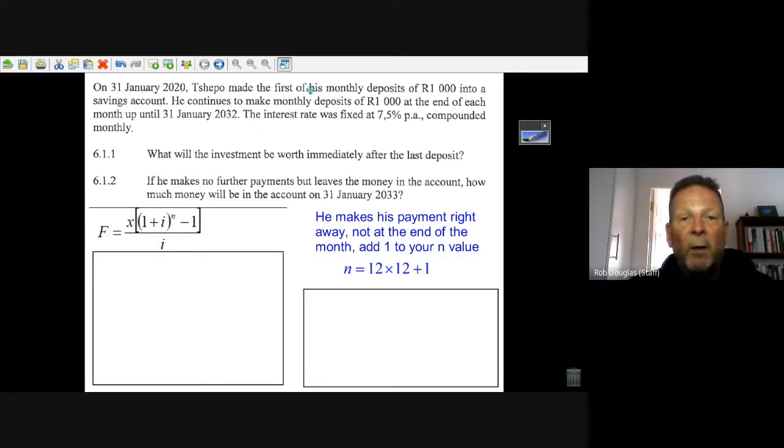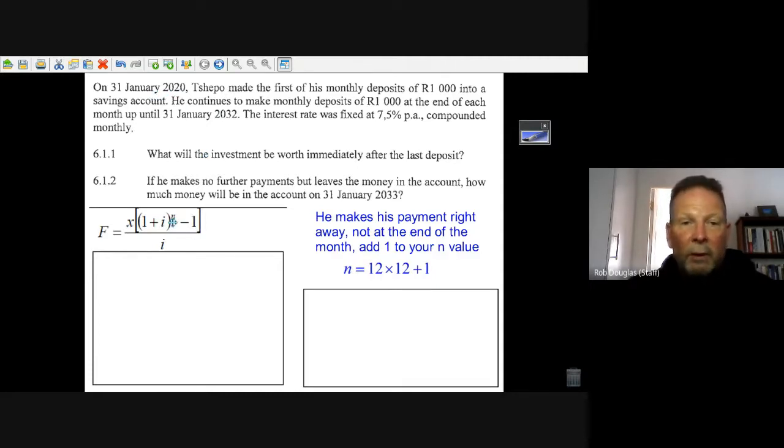What's happening here is this person made a deposit right away, and all of the equations are based on it happening at the end of the month, waiting 1 month before your first deposit. So this didn't happen that way. It happened right at the beginning of the month.